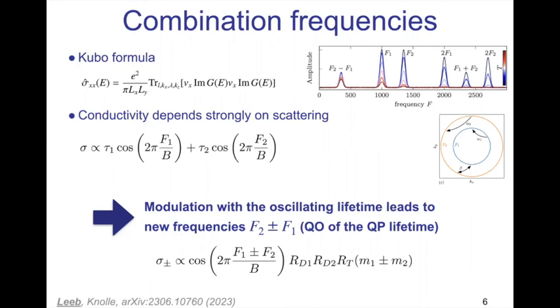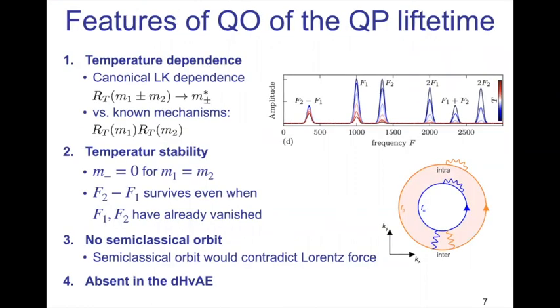And in the next slide, I want to talk a little bit about the main features of these quantum oscillations of the quasi-particle lifetime. And the first point is they have a very interesting temperature dependence. Now, the form of the temperature dependence is the same as for basic quantum oscillations. So you can also associate an effective mass with them, the Lifshitz-like, and the effective mass which you will get is exactly the sum and the difference of the basic effective masses.